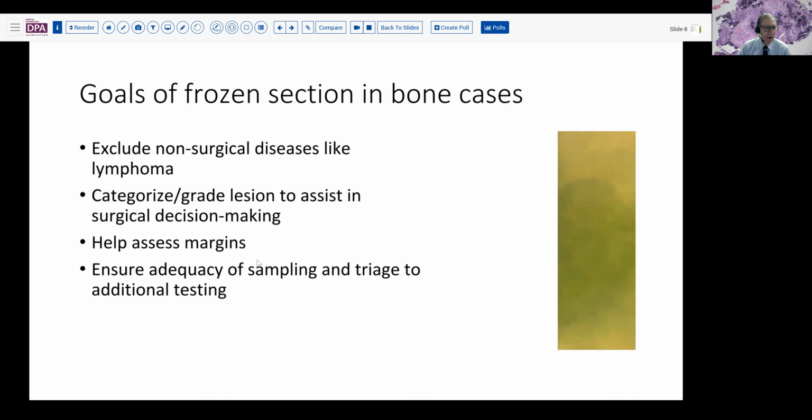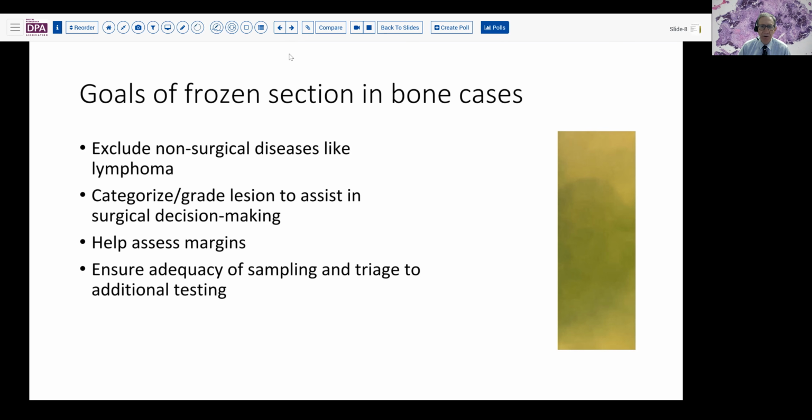And then finally, we want to ensure that we have adequate sampling so that we're going to be able to establish a diagnosis, and then, of course, be able to triage additional treatment like culture, those sorts of things. So those are our goals, and those are attainable goals with frozen section evaluation.